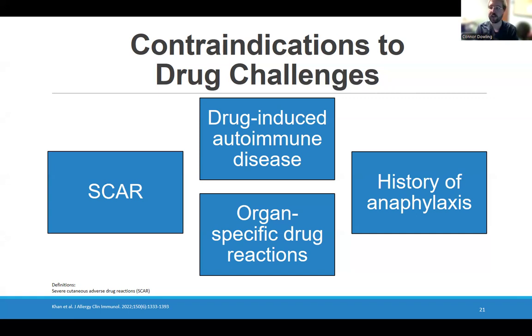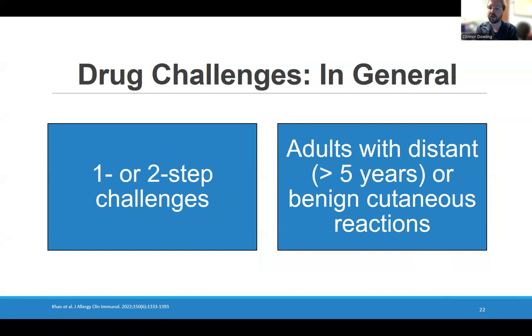But in general, drug challenges are going to be done as a 1 or 2 step challenge, which we'll talk about a little bit here in a second. And we're going to want to focus in on adults that have a distant, so at least 5 years, or benign cutaneous reaction when we're thinking about our patients that we can do our drug challenges in. So when we're talking about benign cutaneous reactions, this is going to be a rash or hives without any sort of organ involvement, so no nausea and vomiting associated with the hives or rash, none of the swelling, none of the angioedema, none of the hypotension. These are going to be our benign cutaneous reactions, limited to that.